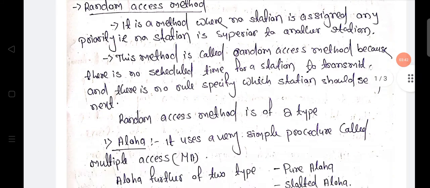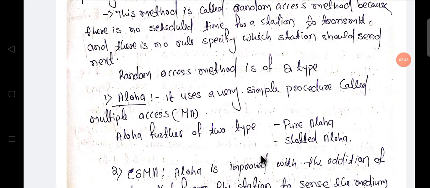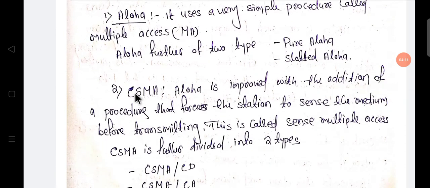Random access methods are of two types. One is ALOHA, which uses a very simple procedure called multiple access, MA. ALOHA is further of two types, pure ALOHA and slotted ALOHA. The second one is CSMA, which is ALOHA improved with the addition of a procedure that forces the station to sense the medium before transmitting. This is called carrier sense multiple access.